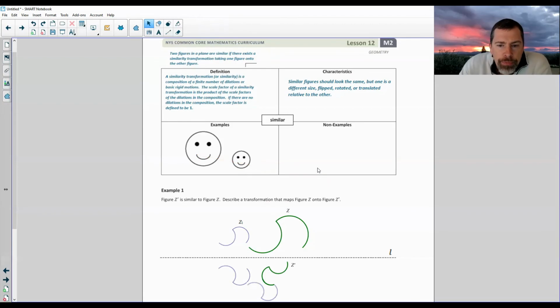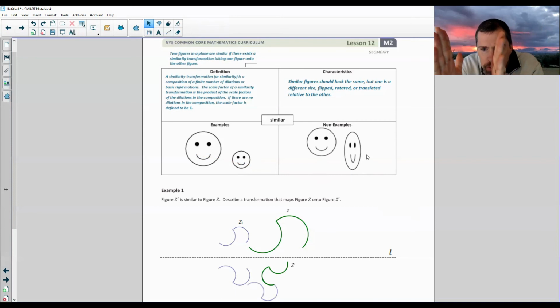So a non-example or a counterexample would be taking a circle and then squishing in its head like this. And that is called an ellipse. And then therefore the eyeballs, which were circles, are now elliptical. And this arc would be an arc of a circle, and this arc is an arc of an ellipse.